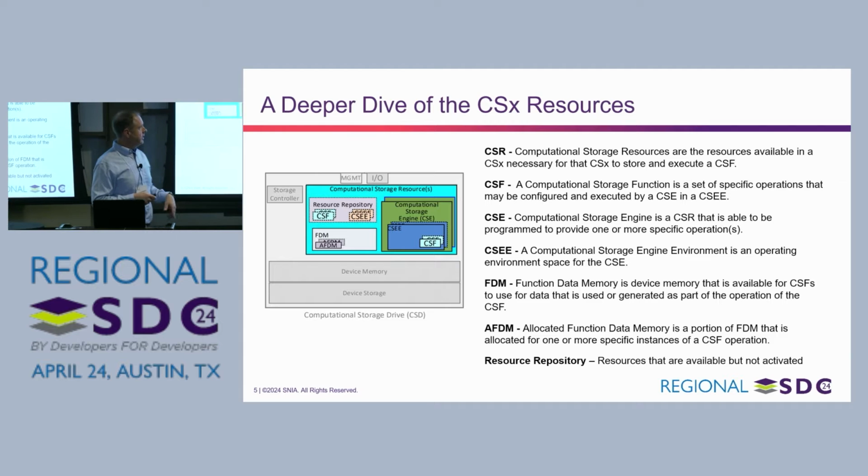I'll skip CSEE and jump down to FDM. Your function needs memory, either to store the function itself that's executing, to store the program, or to store the data that is being processed, either user data or the output from that. And we may have a large block of that memory, and we want to be able to partition it and allocate some of it to a specific function. So we've got the notion of allocated function data memory.